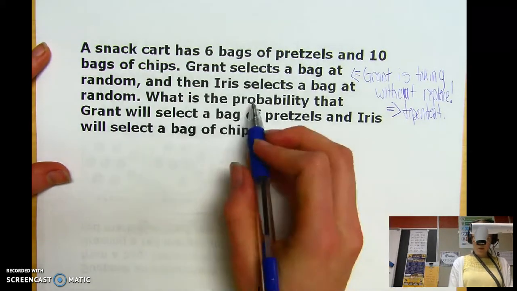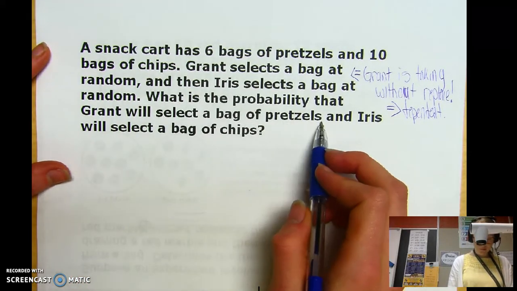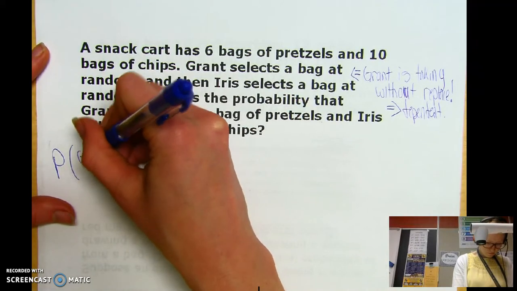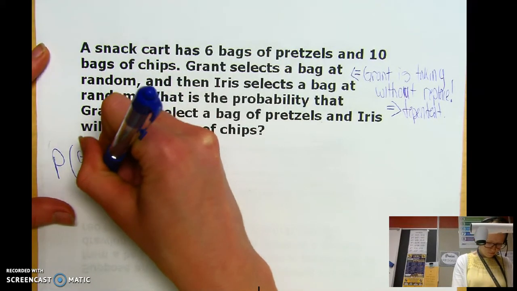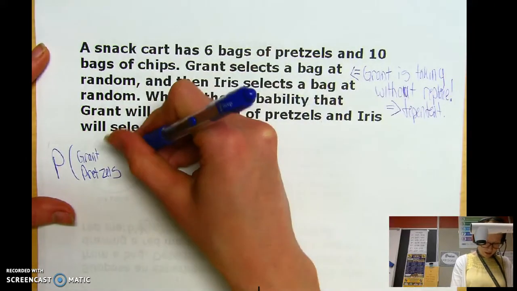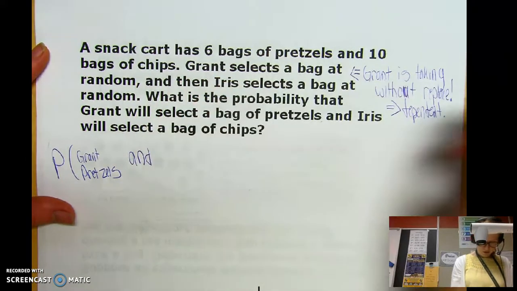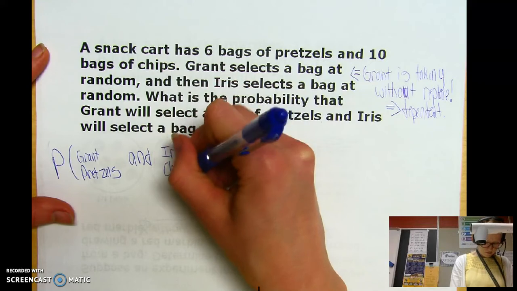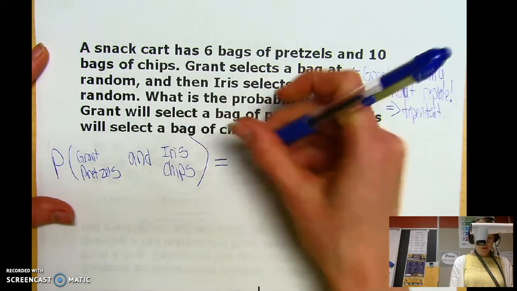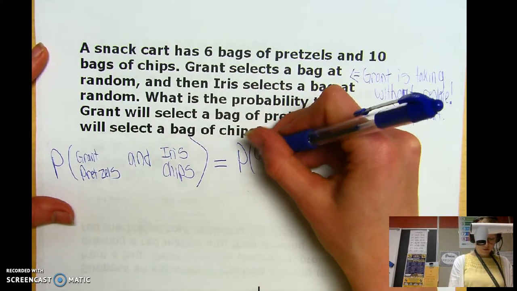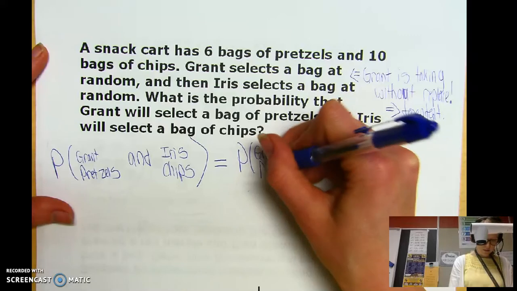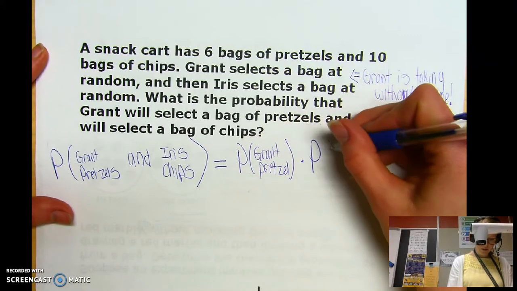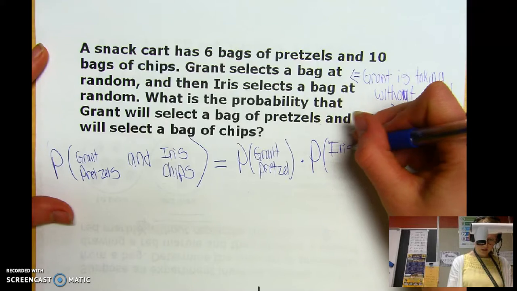So now let's move on. What is the probability Grant will select a bag of pretzels and Iris selects chips? We're still going to use this idea of Grant selecting a pretzel times the probability of Iris selecting chips.